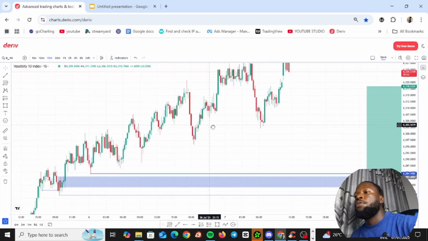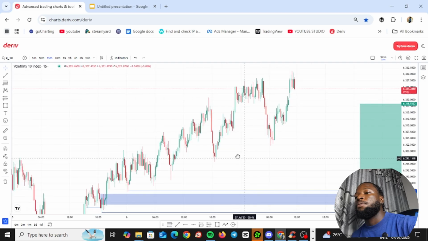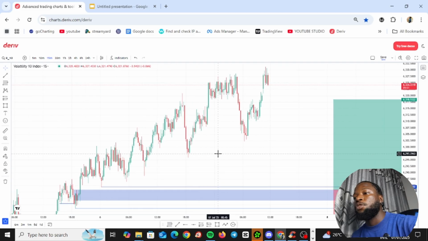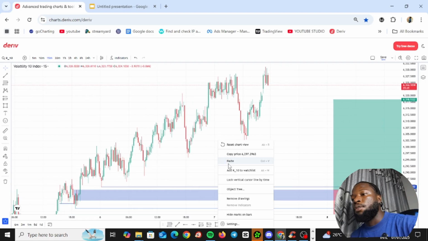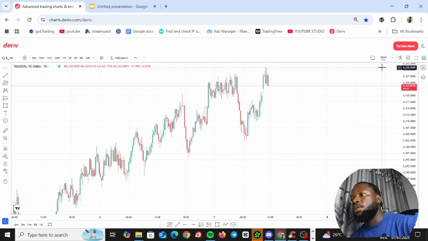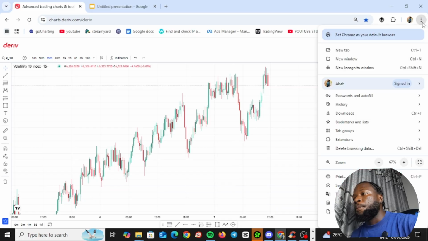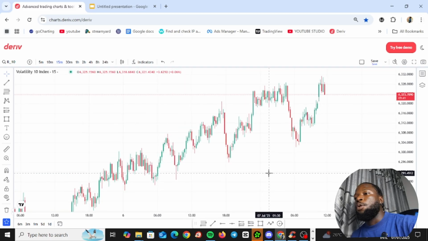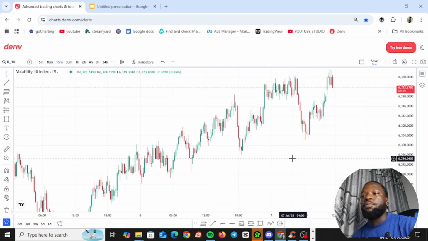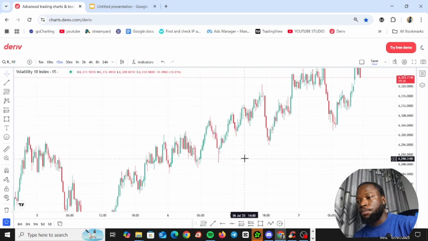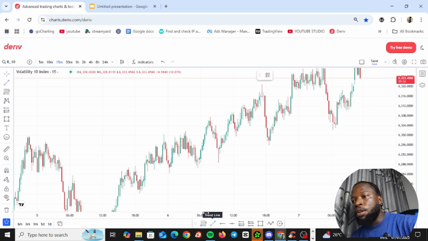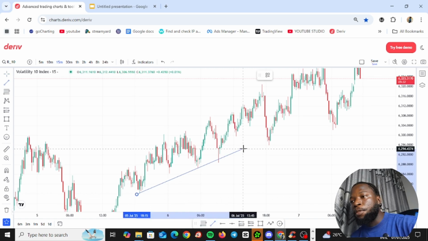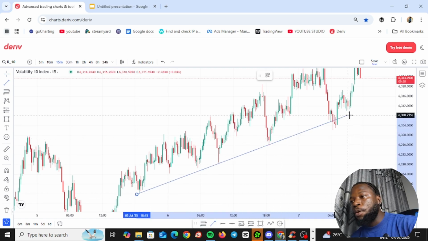Okay, so take for example, we have a trend line support. Let me increase this. Okay, we have a trend line support, right? We have this line from here to this point. We have our trend line support.